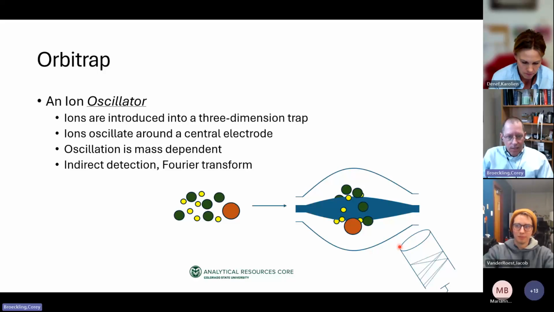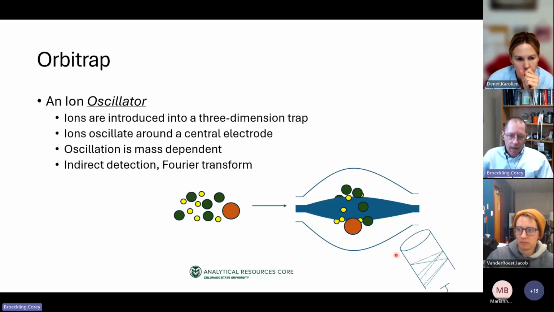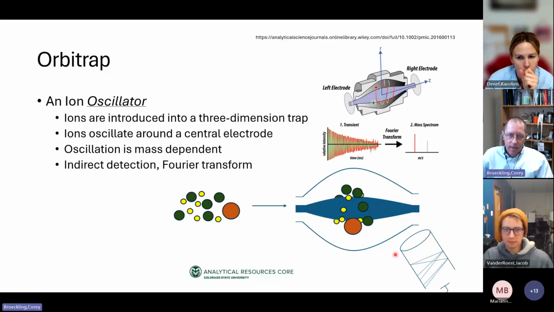And as they oscillate around this central electrode, that oscillation is patterned in a mass-dependent manner. The detector actually sits outside of the Orbitrap over here, and it measures what we call the ion current. As this oscillation occurs, you get ion current that is measured by the indirect detector that looks something like this. You see this pattern up here in this cartoon spectrum above with the red and the green ions. They oscillate, and over this transient, that oscillation current is detected not in a mass-dependent manner, but it detects the oscillation of all of the ions.